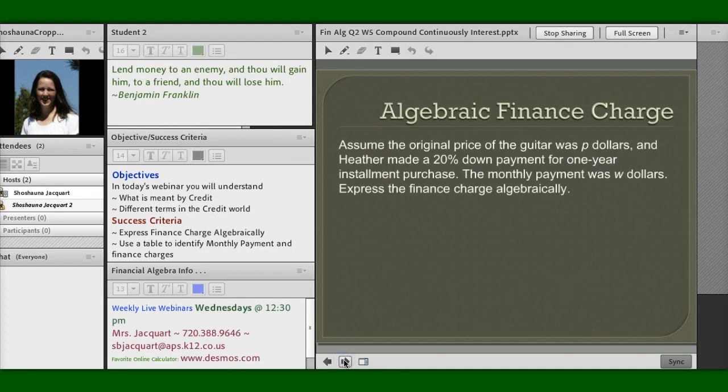Cool. So let's look at a couple of things real quick. Assume the original price of a guitar was P dollars and Heather made a 20% down payment for a 1-year installment purchase. The monthly payment was W dollars. Express the finance charge algebraically. I don't see a finance charge attached to that problem, so we're going to skip that one.